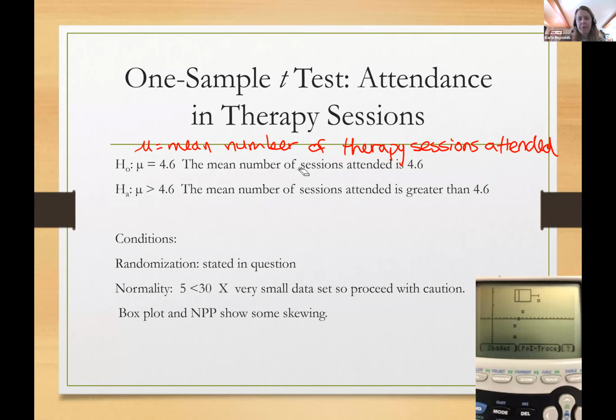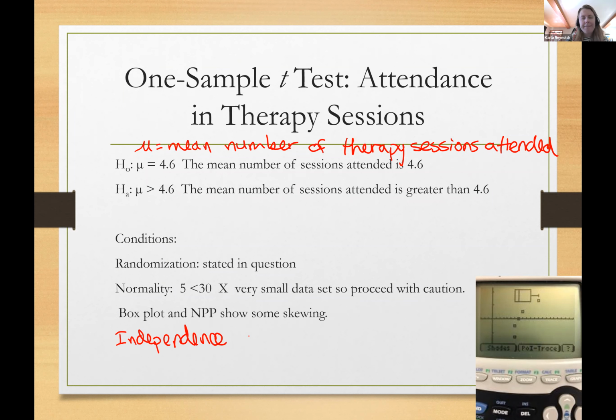All right, the conditions: randomization, stated in the question. Normality, obviously, 5 is not less than 30. Now, the problem is if you graph this, it's really hard to tell with 5 data points if the data is going to be skewed or if it's approximately normal. So with such a small data set, I would just point out it's a small data set and that you need to be cautious about that. In real life, 5 data points is not enough. The independence is not here. It should be, so let me add that, independence, because this was a sample.